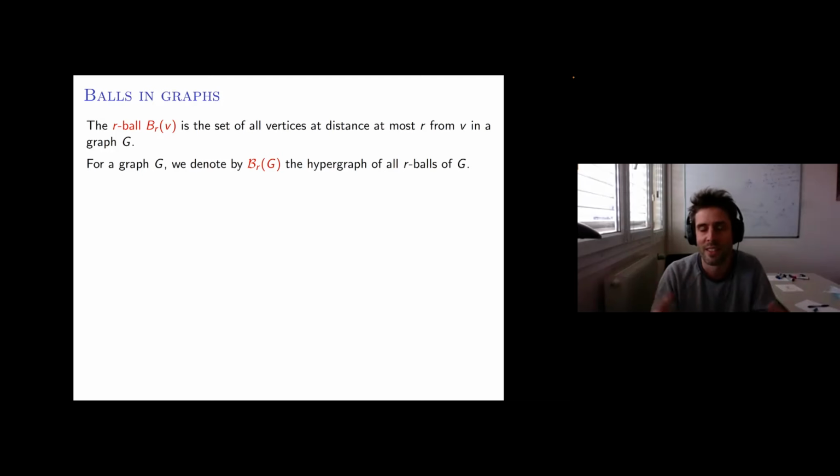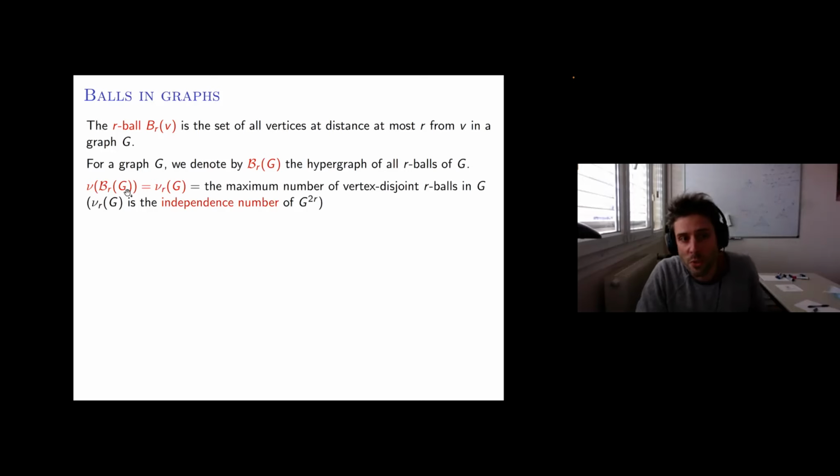So BR of G is a very nice hypergraph. The very nice property is that it's self-dual, right? Because U is in the ball of radius R centered in V if and only if V is in the ball of radius R centered in U. So it's a very nice and natural class of self-dual hypergraphs. It's quite cute. And what are tau and nu of these graphs?